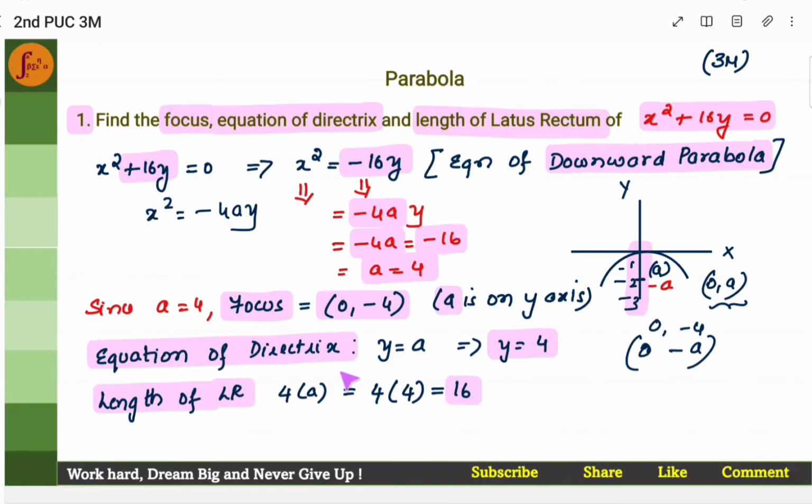Now, the equation of directrix. What is the directrix? It's exactly opposite of the focus. If this is the focus, the directrix is on the exactly opposite side. So if the focus is minus a, the directrix is plus a. On which axis? The y-axis. So y is equal to plus a. This is the equation of the directrix. Then the length of latus rectum is fixed, it doesn't matter which kind of parabola it is. The length of latus rectum is always 4 into a, so 16.